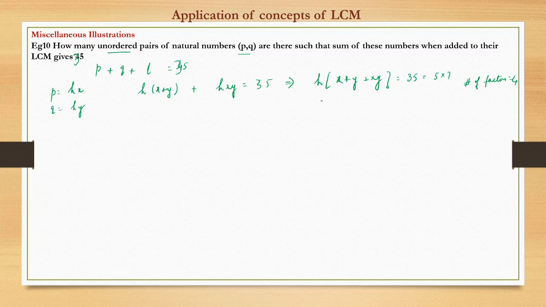So what are those cases that we can see? I mean, h can take a value of 1, so this will take value of 35. Then it can take a value of 5, this will take 7. H can take a value of 7, this will take 5. H can take value of 35, this will take 1. But this will not be 1, because at least p and q are natural numbers. So x and y, this cannot be 1. So this is not possible. So three cases are possible here, right? So now we'll see the cases one by one.